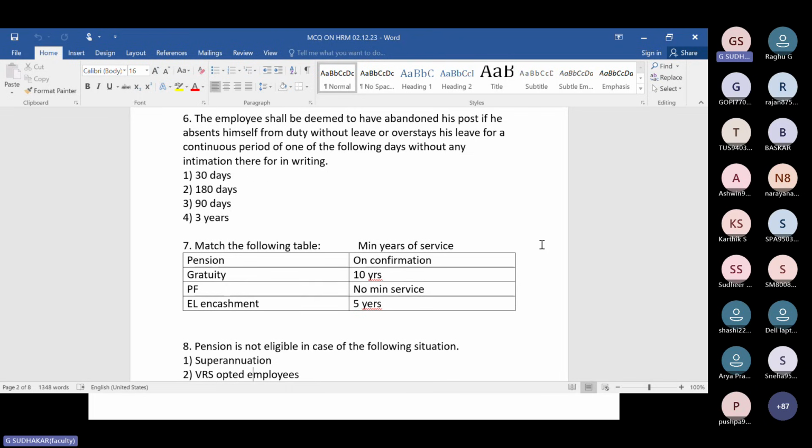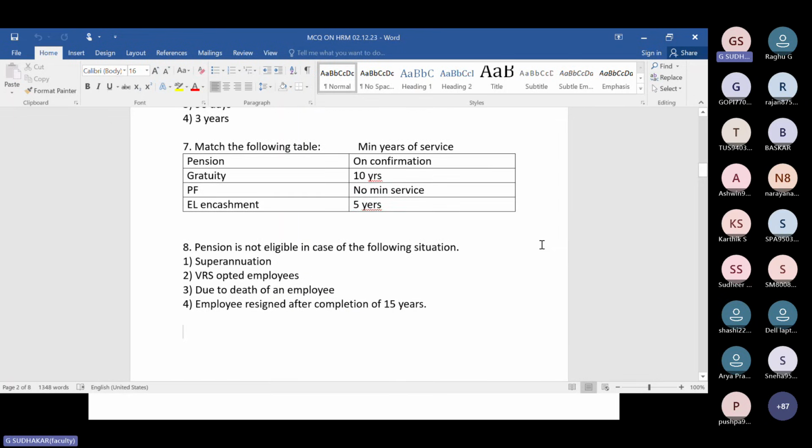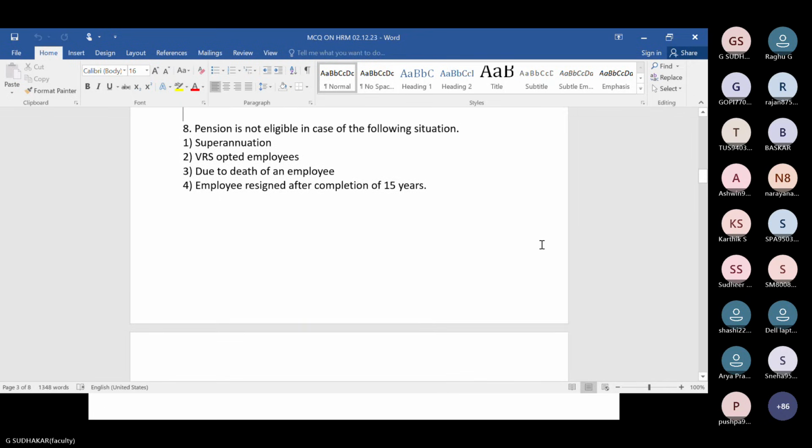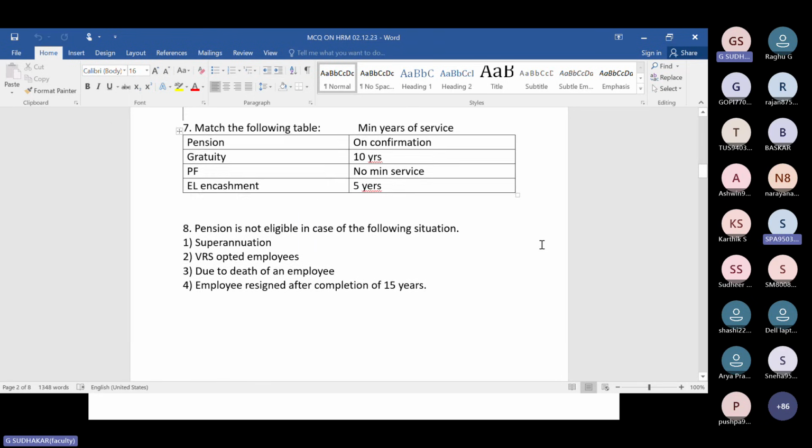This question has been asked 1 or 2 times. Similarly, that question will come. Okay, 7th one. Sir, 7th is not visible. Not visible? Sorry.